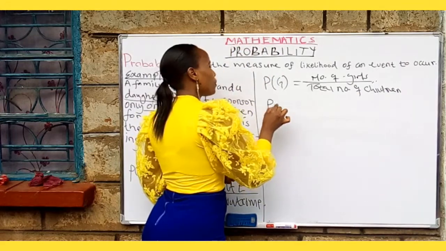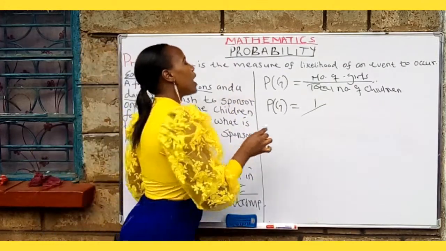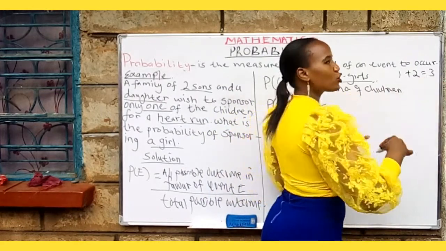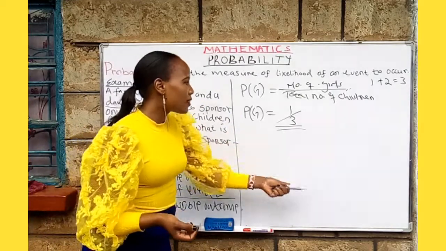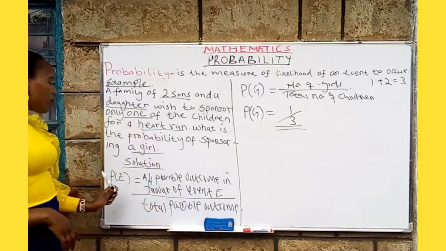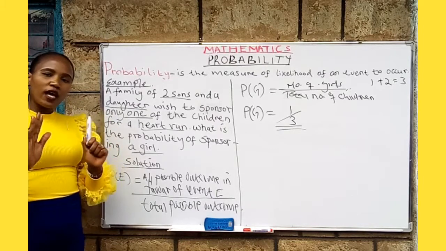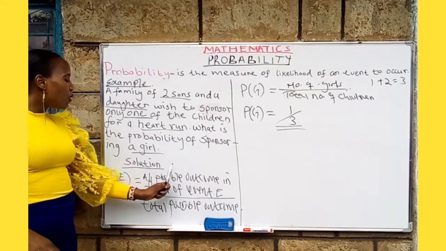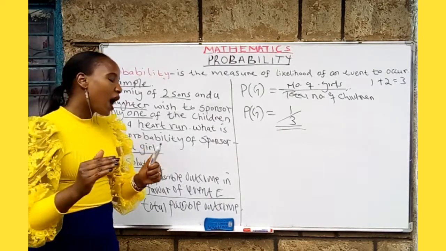So the probability of getting a girl: the number of girls is 1, a daughter, and 2 sons. So we have a daughter and 2 sons, which gives me a total number of children as 3. So the probability of choosing a girl is as simple as that. What you need to note is that the formula for finding the probability of any event whatsoever is all possible outcomes in favor of that event all over total possible outcomes.